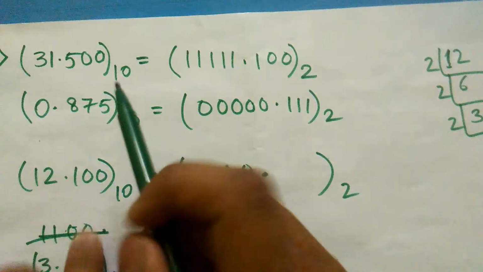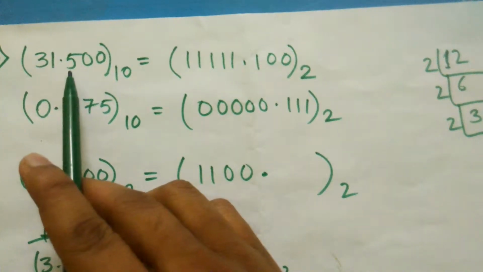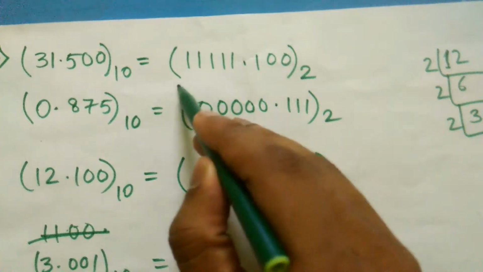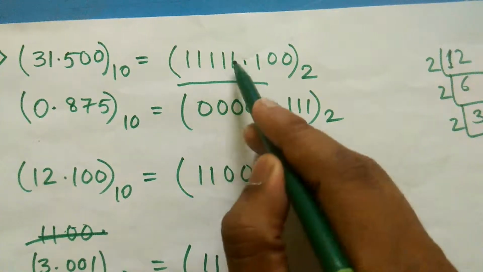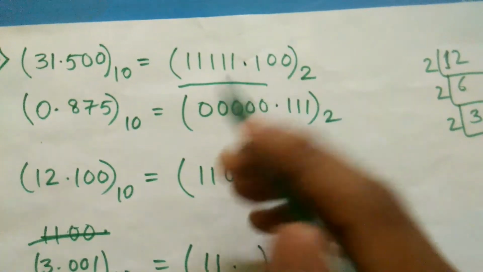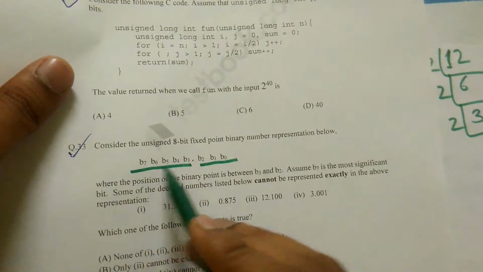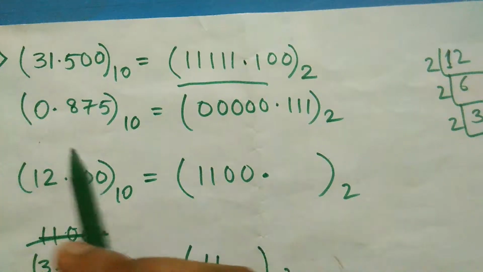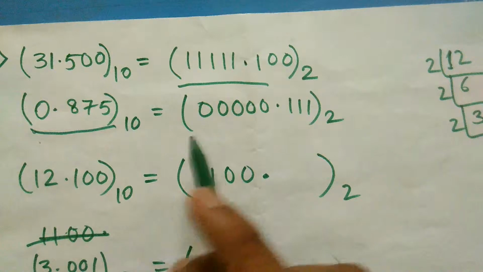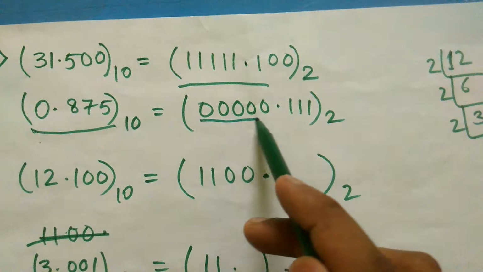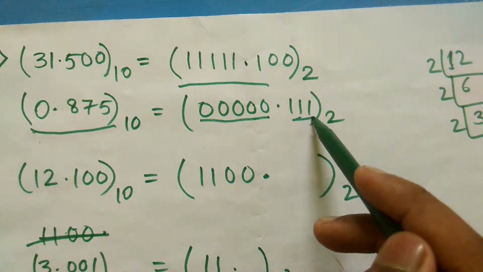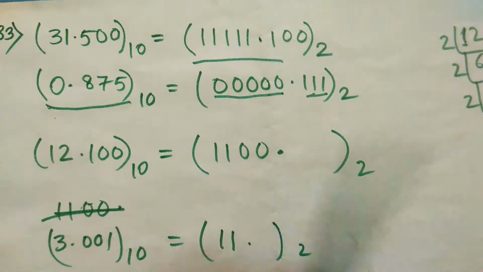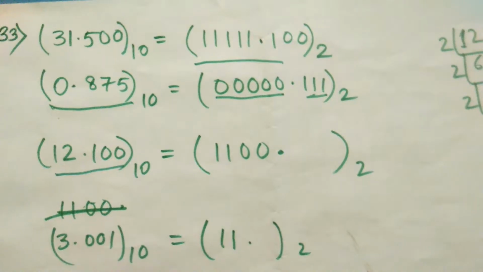So if you convert 31.5, you will get the binary representation of this. So 5 bits before the point, 3 bits after the point. So it is matching with the format given, 5 bits before the point, 3 bits after the point. And this is also 5 bits, we can take 0, 5 bits, and after that 111.